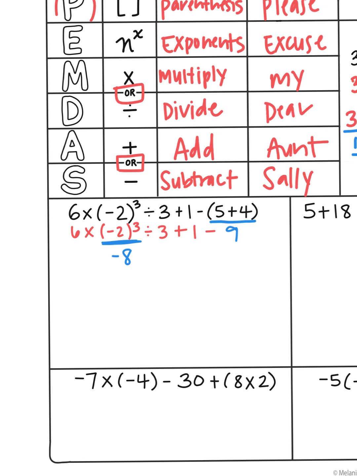Okay. Then I bring down everything around it. And then what will I do next? The times. Oopsie. I didn't mean to erase that. Oh, man. Okay. So I'm going to do 6 times -8. Okay? So if I have a positive times a negative, my signs are different, which means my answer will be negative. Okay? So what is 6 times 8? It would be -48. And then bring down everything else.